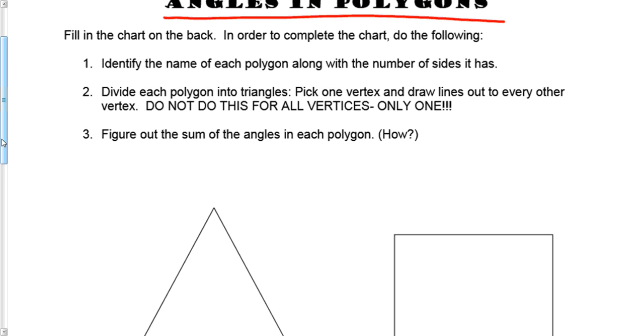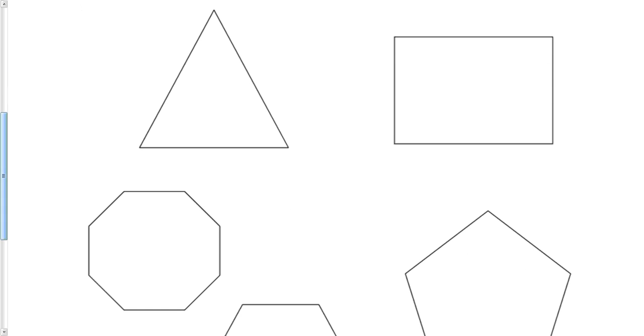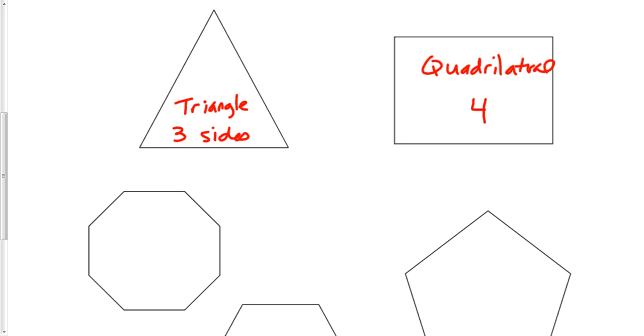step one is to identify the name of each polygon along with the number of sides. So in what we have, this first figure is a triangle, and we know that. And we know that it has 3 sides. This next one, I know it looks like a rectangle, but I'm going to call it a 4-sided figure, a quadrilateral. And we know that it has 4 sides.